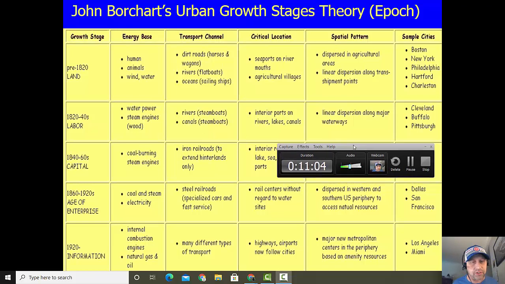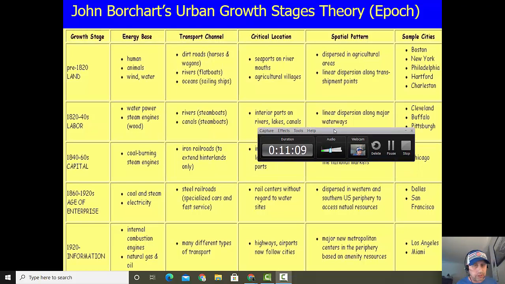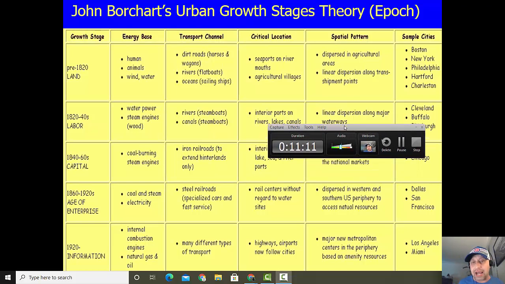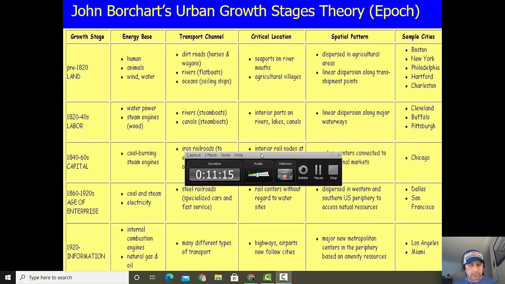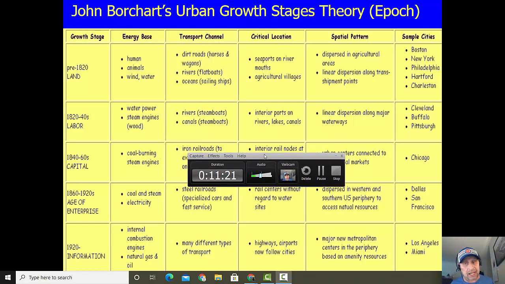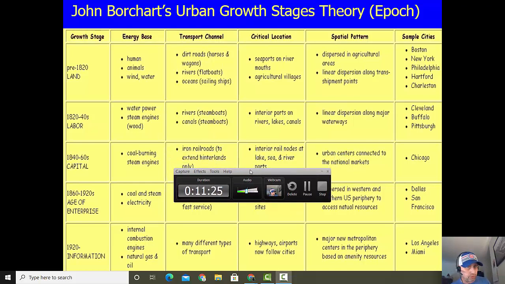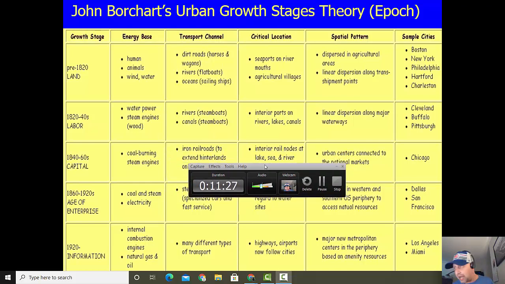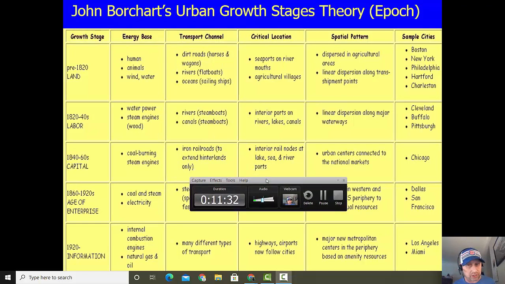Highways, airports now actually follow cities. Instead of being the reason why cities were located, major ports, now they follow and are built in places where cities are located because of the mobility and globalization we have. This led to the development of places like LA, like Miami, like Phoenix, that had previously been on the periphery of settlement that now could be settled thanks to these advances, especially in transportation.